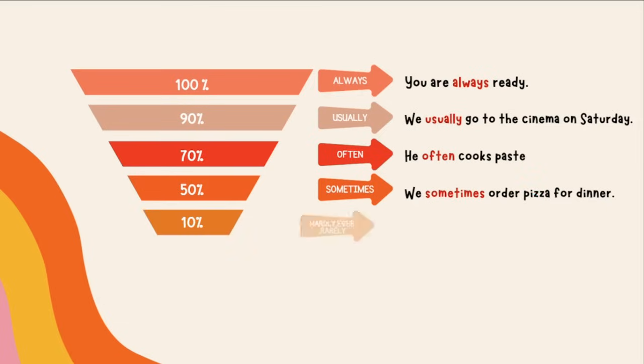Another one is the word hardly ever, or rarely. For example, she rarely eats sweets. So it's like only 10%. So usually, maybe she doesn't eat sweets most of the time.